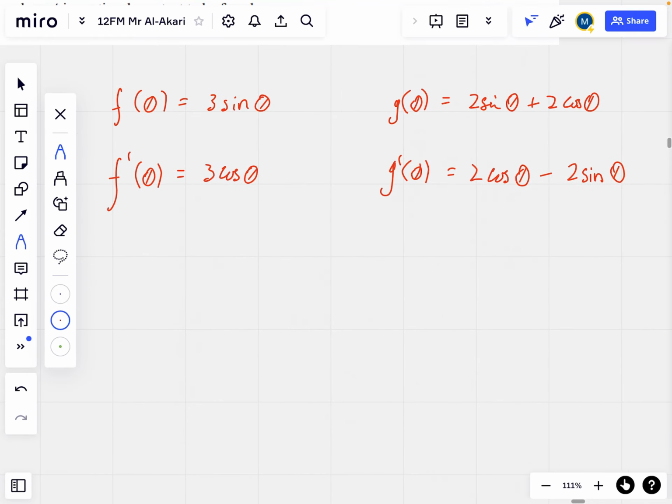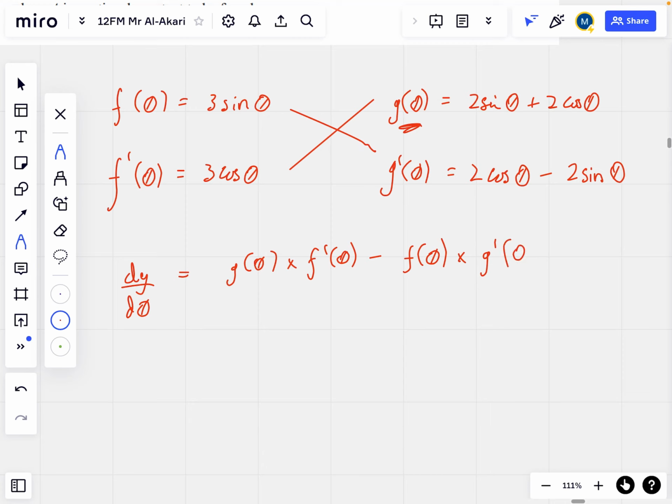Okay, so we cross multiply, but remember in the quotient rule, when we want to find dy d theta, we start with the one with the g theta first, times the differential of f, f dash theta. So g theta times f dash theta take away f of theta times g dash theta, all over g of theta squared.